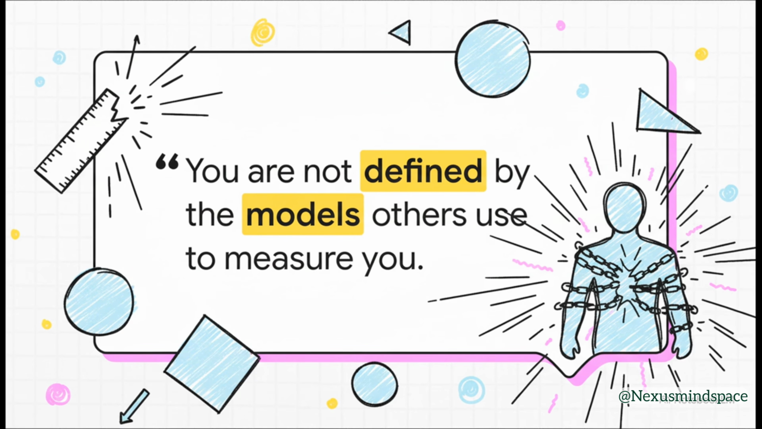Every single one of us has been measured by someone else's model, by the expectations of our family, of society, even of ourselves. This theory says those models are not your reality. They are just someone else's limited, incomplete formula for who you are.